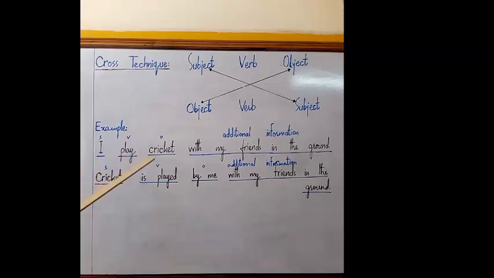How we convert the verb from active sentence to passive sentence, I'll tell you in the fourth rule. So the last sentence is: cricket is played by me, and additional information is used as it is, with my friends in the ground.